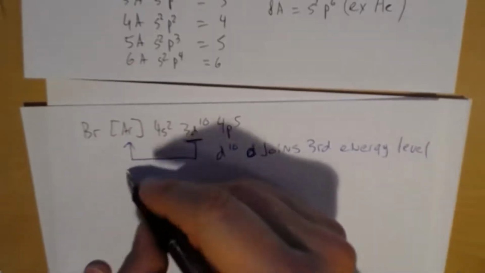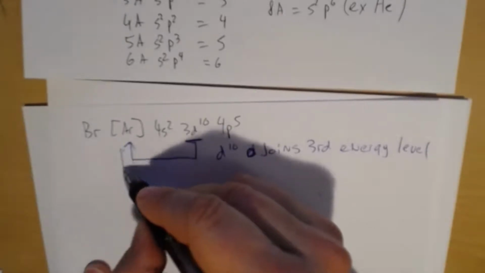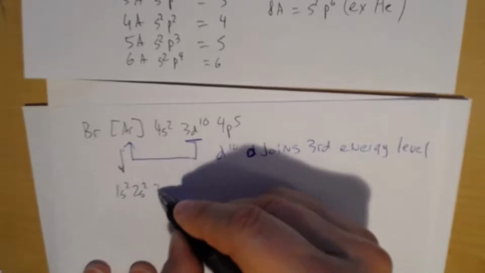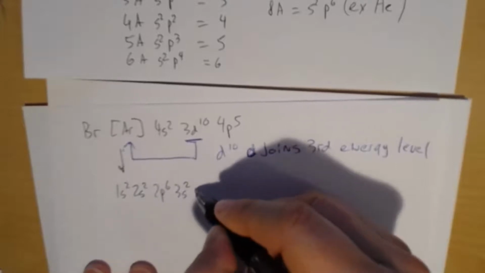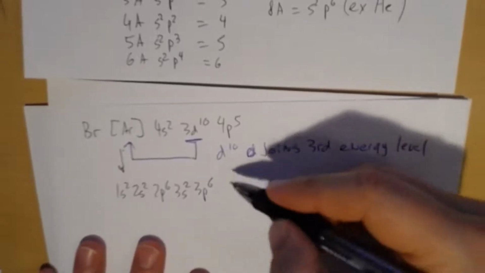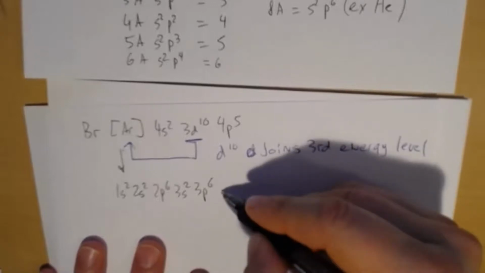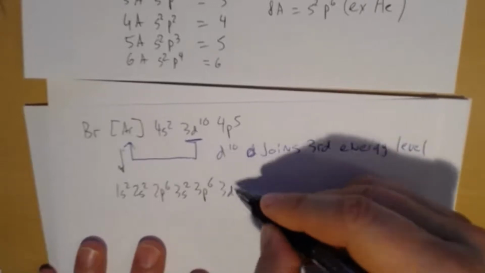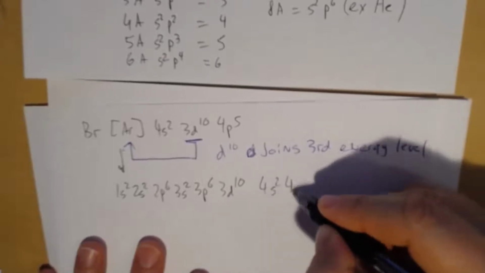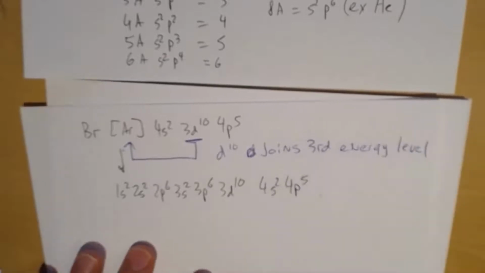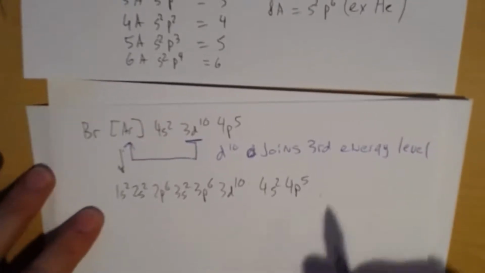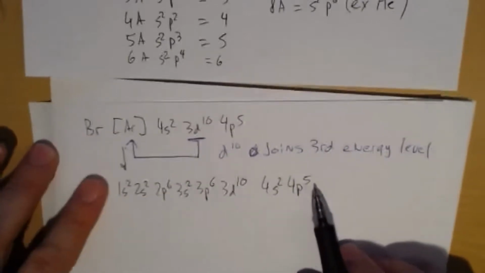Because if I look at bromine, it's actually 1s2, 2s2, 2p6, 3s2, 3p6, and then the 3d10 joins with the third energy level, 3d10, right? And then I have 4s2, 4p5. So it's still the same, and this works if I'm adding or removing electrons, it's going to do the same kind of thing.